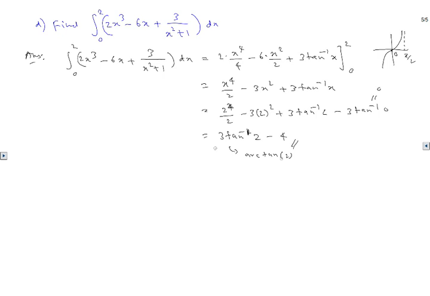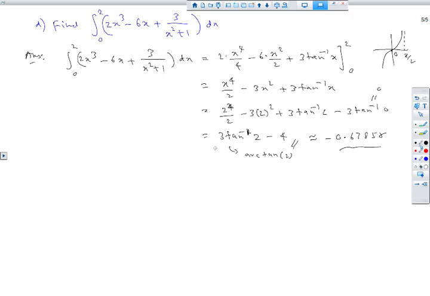So please read them. If you go with the decimals, this is roughly negative 0.67855. That's an interesting number. If it's up to 2 decimal places, it's going to be negative 0.68. Up to 3 decimal places, it's going to be negative 0.679. So please read the information and check what they're asking. Okay, let's do one more example before we talk about some applications.